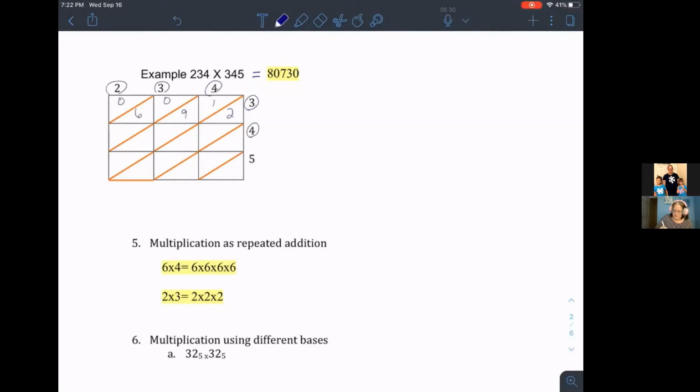And 4 times 4 is 16. And 4 times 3 is 12. And then 4 times 2 is 8. Then we have 5 times 4 is 20. And 5 times 3 is 15. And 5 times 2 is 10. So now we're going to follow those lines down and we're going to add.